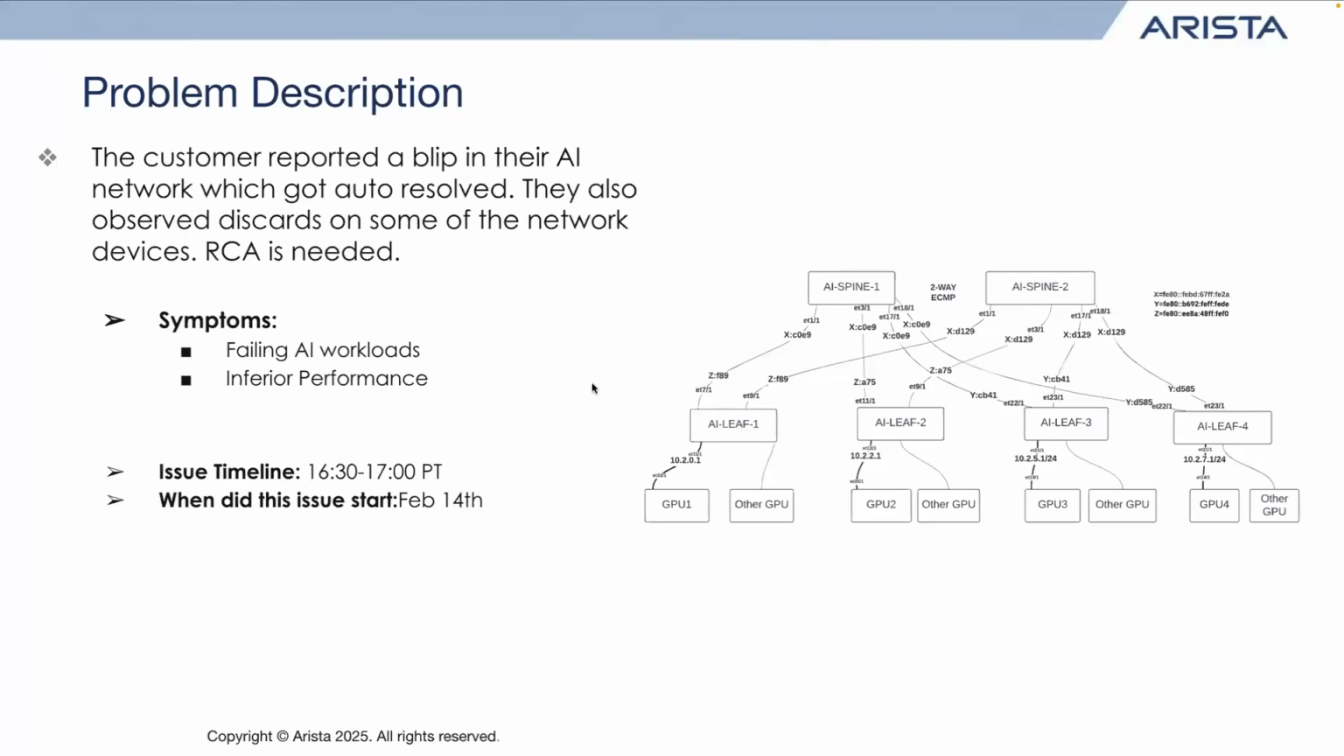When we checked the symptoms observed by the customer, they mentioned that they were seeing some failing AI workloads and inferior performance in their network. When asked about the issue timeline, the customer reported that they had observed this on February 14th between 4:30 p.m. and 5 p.m. Pacific time.